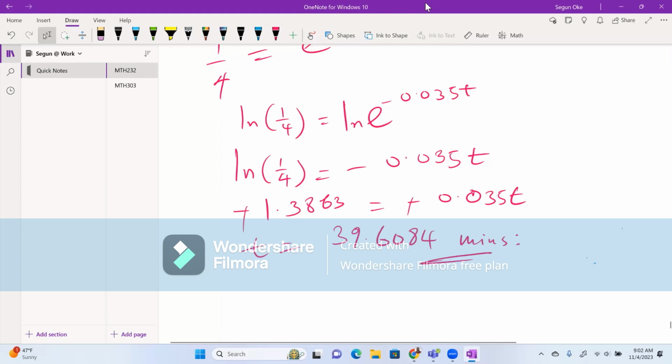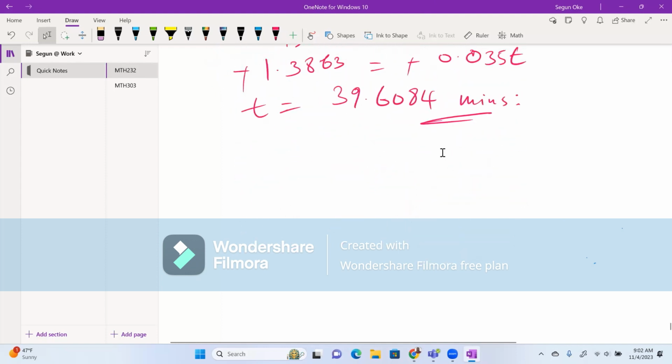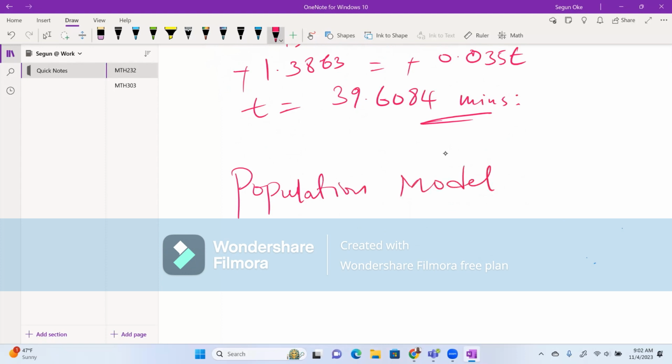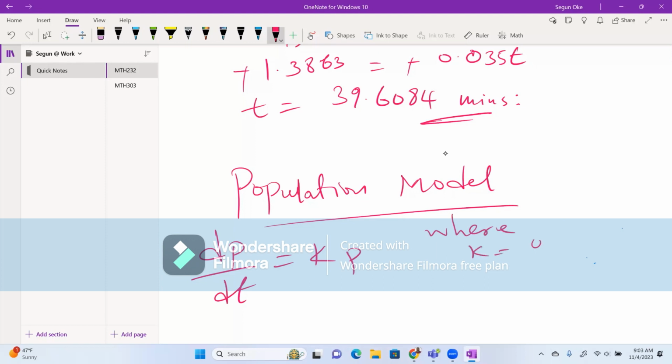So let's look at another scenario. We'll call it the population model. For the population model, we talk about P, which is the population, dP/dt equals kP, where k is the growth rate of the population. I'll shorten the population in this way. Then our P is the size, that is the population size.